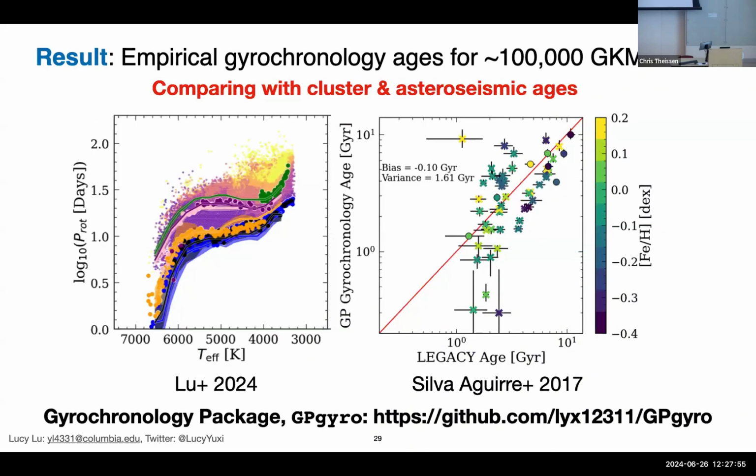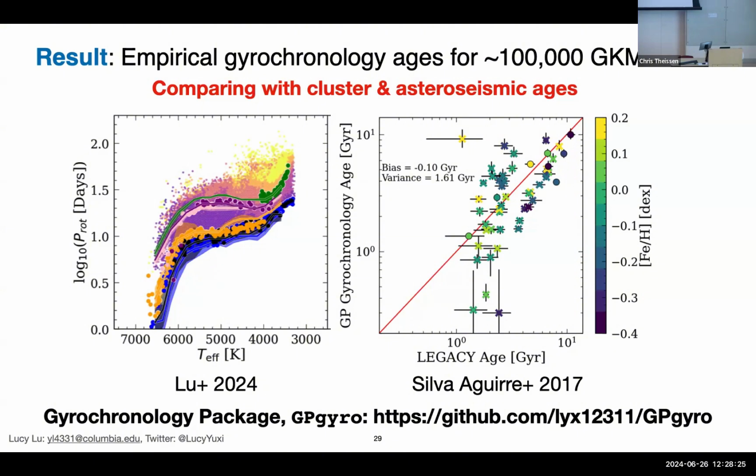And for the next few minutes, I'm just going to show some diagnostic plots to hopefully convince you that these are real ages that we're getting. So on the left, I'm showing the predictions from our model for open clusters compared to the different open clusters. And of course, we do well because we did use open clusters in our training set. But on the right, the x-axis shows the asteroseismic ages that we have, and the y-axis the prediction from our gyrochronology model.